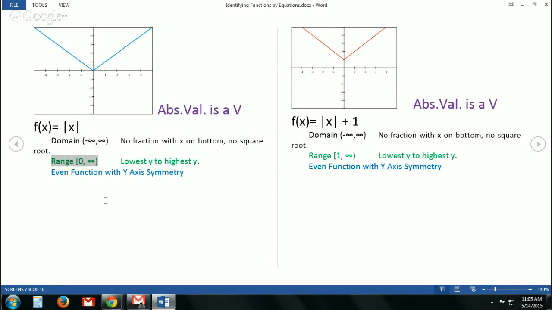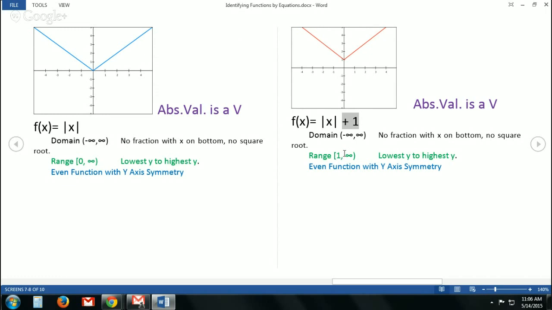Now remember, this is our special case of being an even function with y-axis symmetry. As long as an absolute value has not been moved left or right, then it will have y-axis symmetry and be an even function. For instance, the one here, the +1 that's been put on the back moved the picture up by one place. This is called a translation. When we move the picture up by one place, that just changed what our range was going to be.